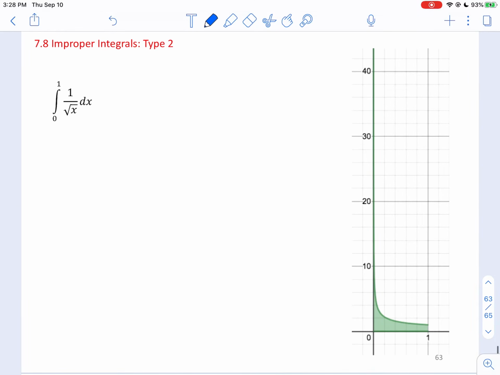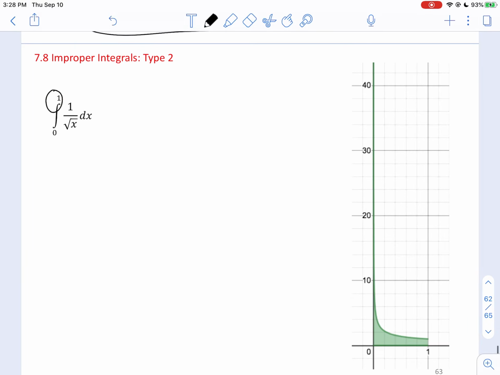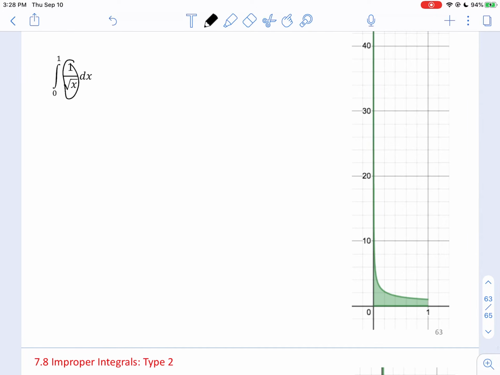Okay, let's move to type 2 improper integrals. Notice that there's no infinity here. So it looks like a regular integral at first glance, but when you graph this function, you get a function that has a vertical asymptote at 0. And over here is the graph of it. And as we head this way with the function, it goes up forever. This region, as described by this integral, is unbounded. It forms a forever long sphere going upwards.